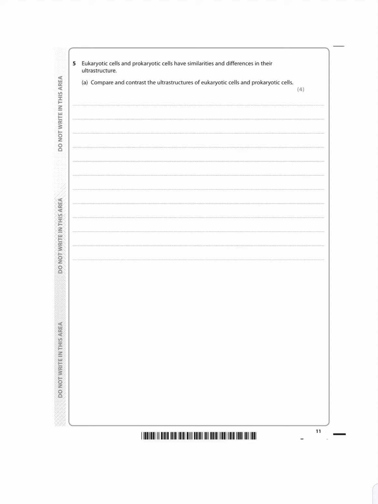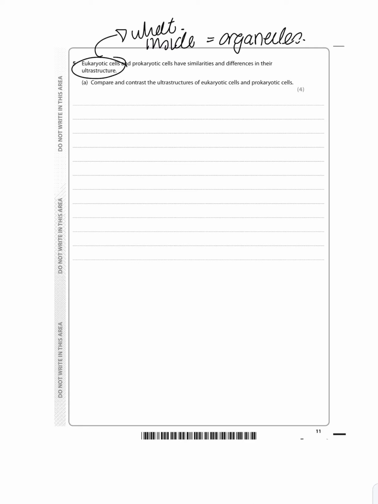So, question 5. Eukaryotic cells and prokaryotic cells have similarities and differences in their ultrastructure. Compare and contrast the ultrastructures of eukaryotic cells and prokaryotic cells. Firstly, ultrastructure just means what's inside the cell. So basically, that's your organelles.